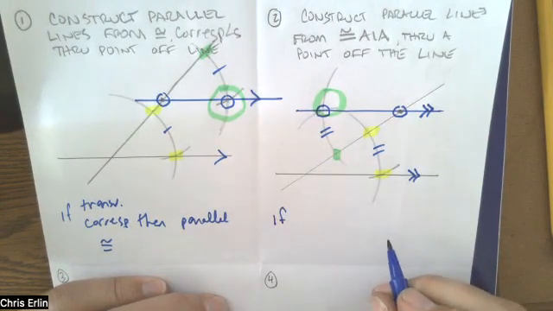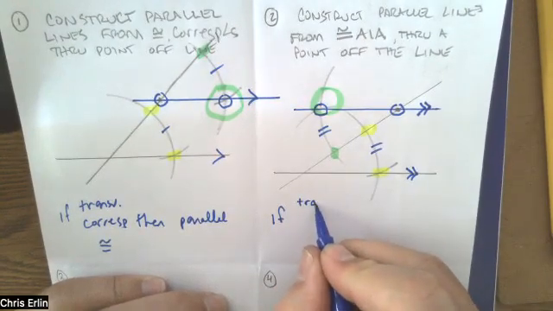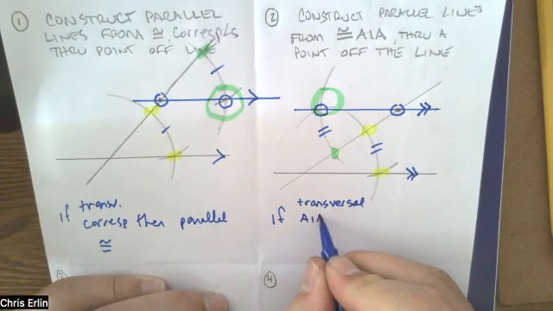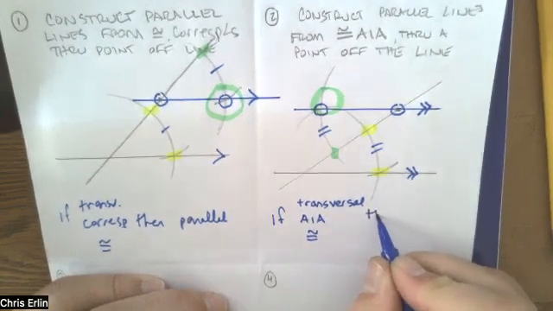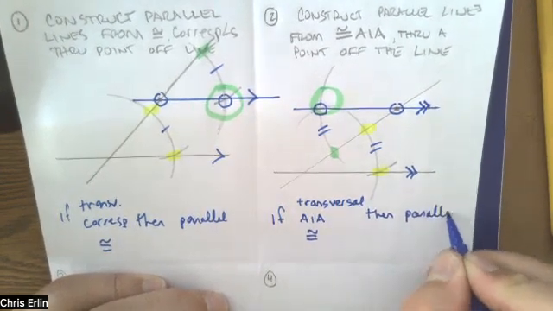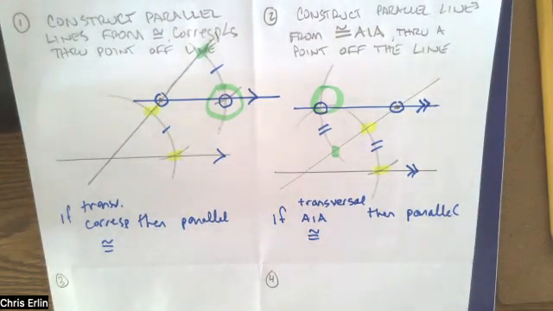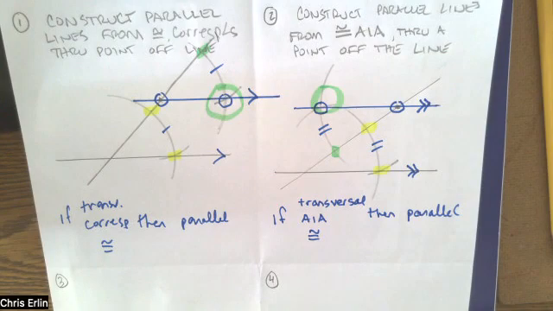And what theorem did I just demonstrate? If a transversal produces AIA that are congruent, then the lines are parallel. So now we've got two ways to produce parallel lines through somewhere specific.